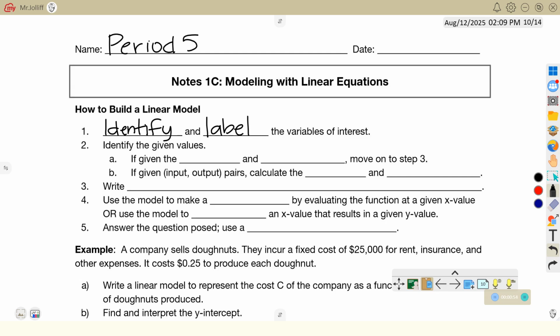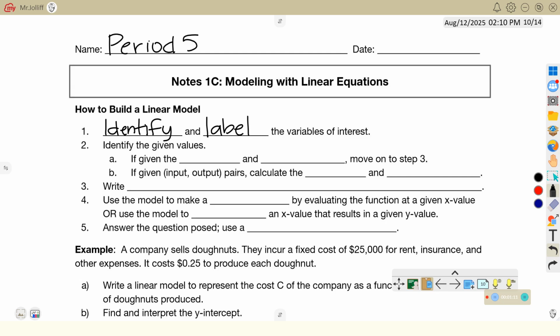If it's cost, you should write C equals cost. Population, P equals population. Give them names that make sense. Write them down so other people looking at your equation know what the letters in them mean.